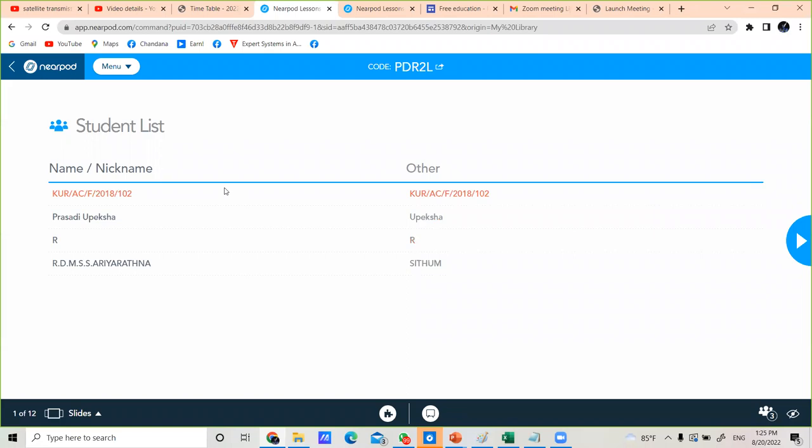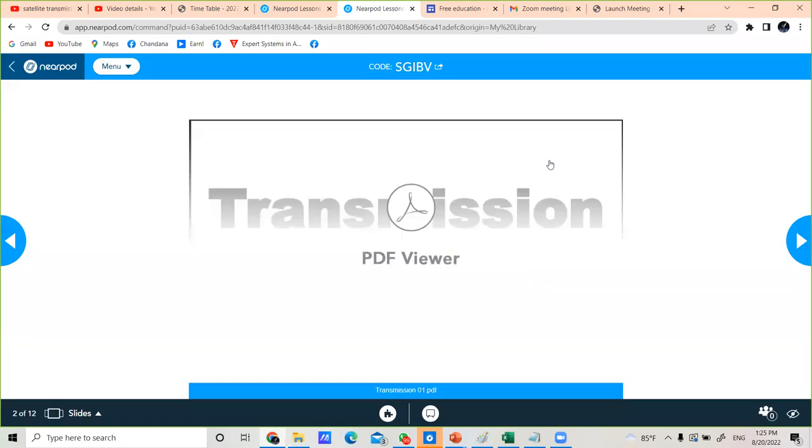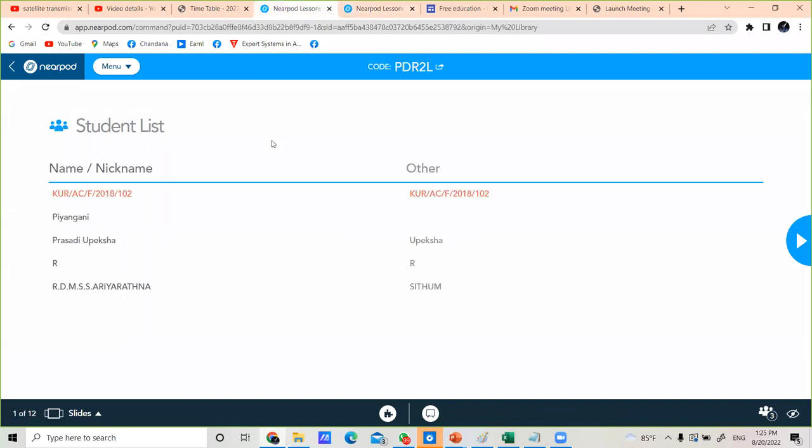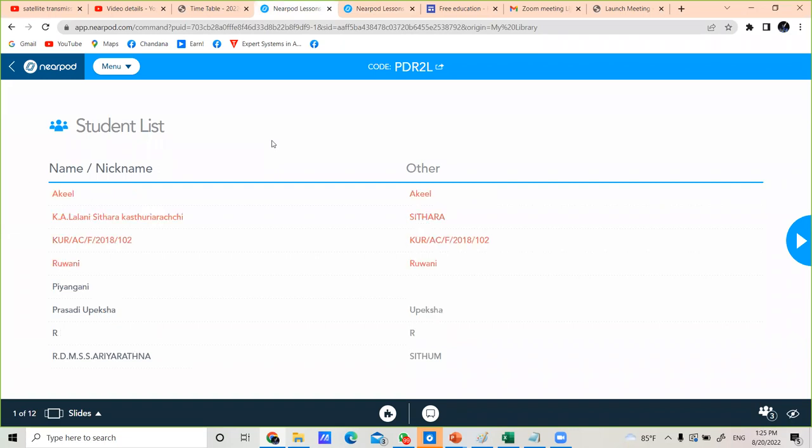Four students have already joined using the first join code. Using the second join code, still no one has joined. Here, 102, then Suvani, Lalani, Priyangani, Prasadi. Yes. I give 2 minutes to join the system.